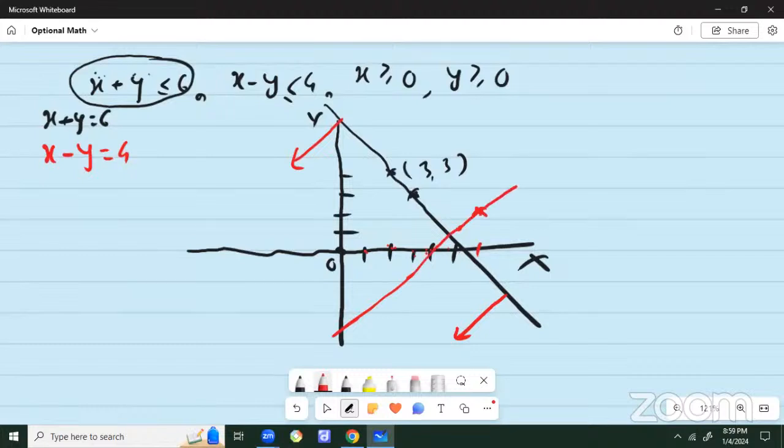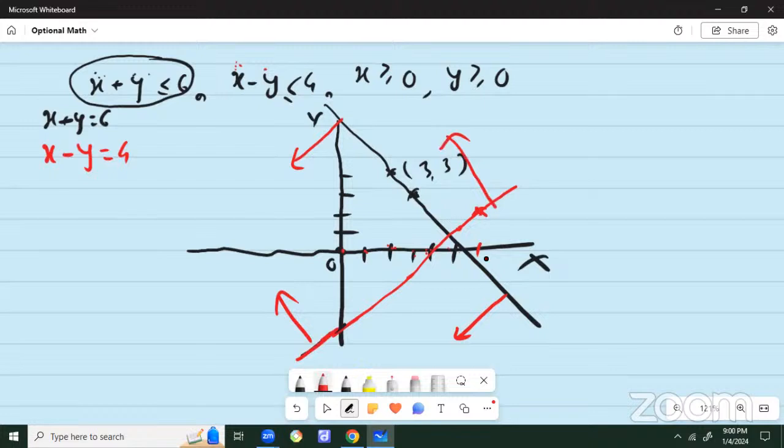Now, if you take the testing point 0, 0 and put it over here, 0 minus 0 is 0. Is 0 less than 4? Correct? Yes, sir. So where is the solution region for this line? Left. So this one is the solution region.